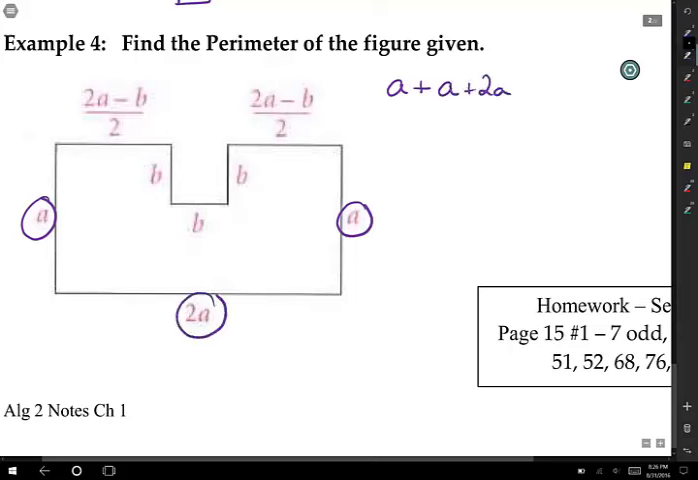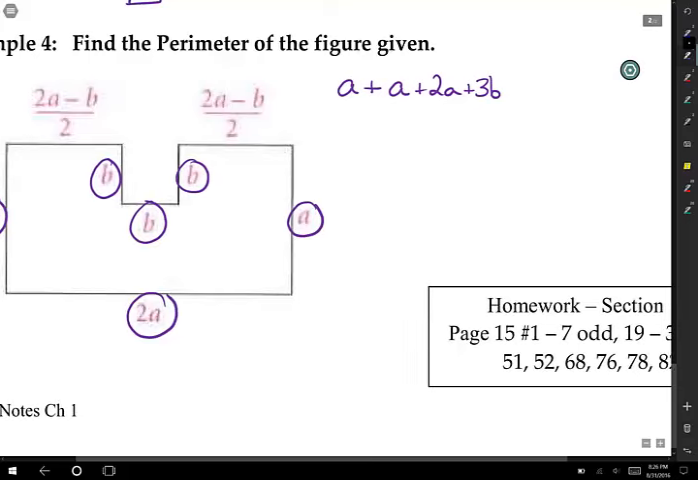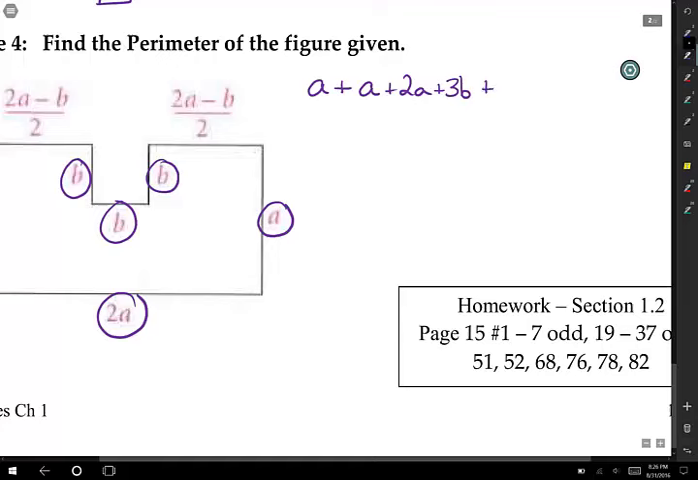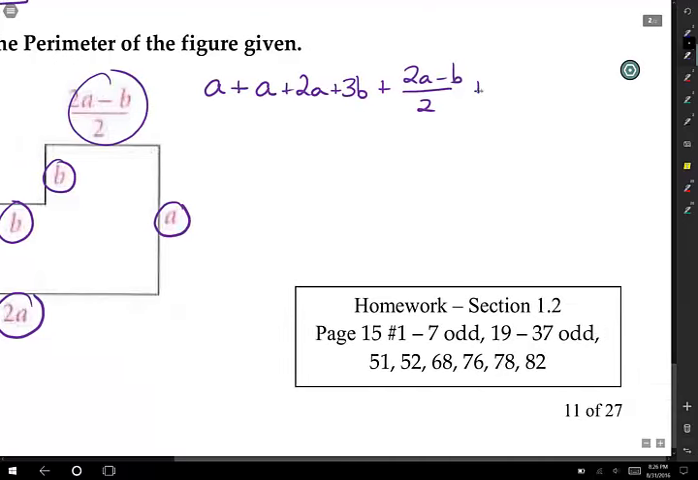2a plus 3b plus 2a minus b over 2, plus another 2a minus b over 2. So there's our perimeter. Let's simplify our like terms.